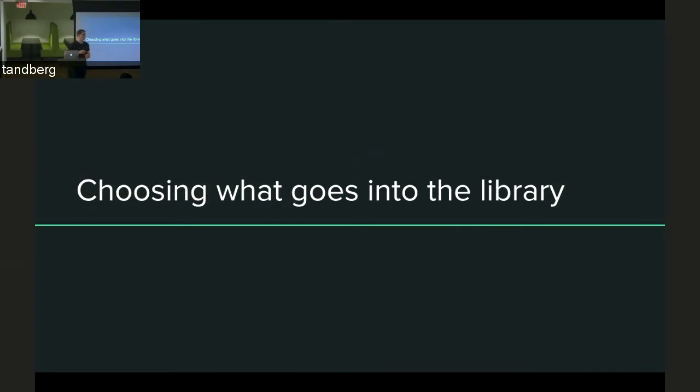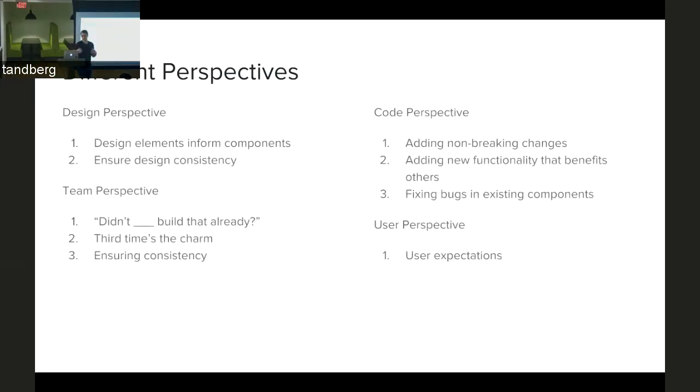So the question of what should actually go into your library is kind of a delicate one, right? Because you want to facilitate reusability, you want to be able to get things in there that other people are going to benefit from, but at the same time, you don't want to fill your library with a bunch of one-off components that no one's ever going to touch again, right? So, there's a couple of different perspectives as to what should actually go into your library. What should you think about when you're adding things to your component library?